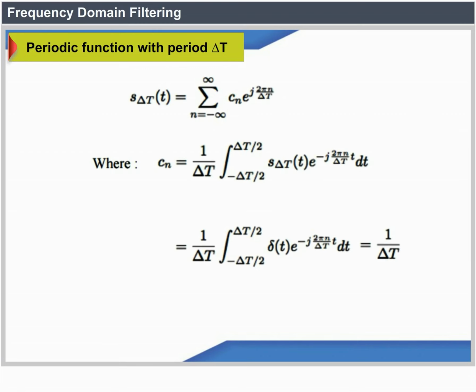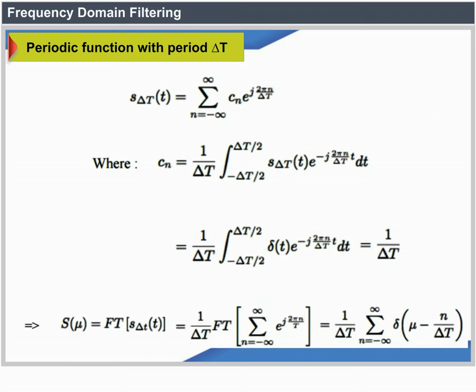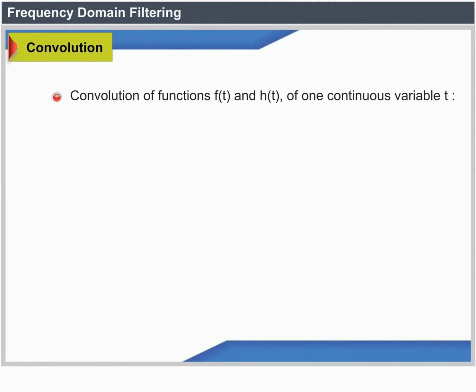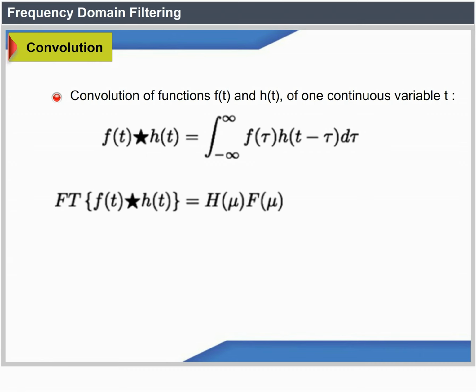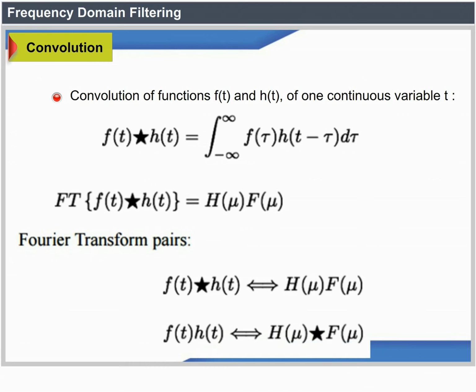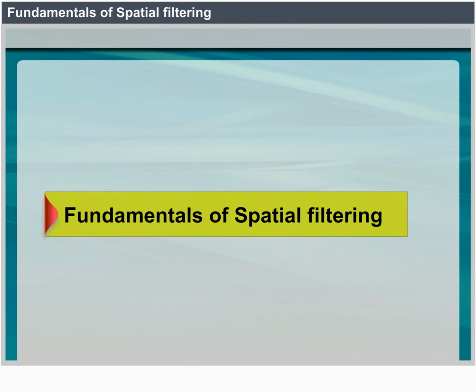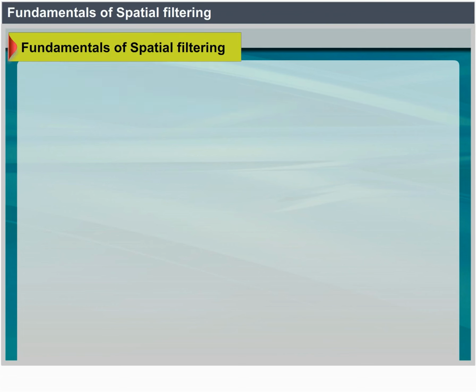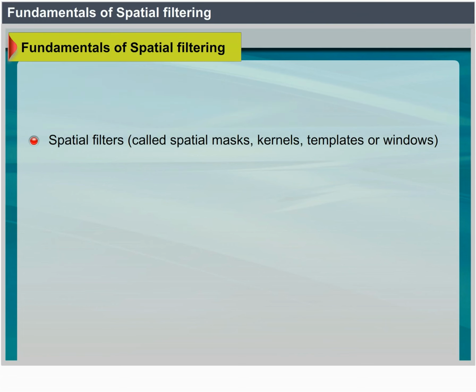Fundamentals of spatial filtering. Spatial filters, also called spatial masks, kernels, templates or windows, is represented as image f of x, y tends to image g of x, y. The mechanics of spatial filtering. Filtering creates a new pixel with coordinates equal to the coordinates of the center of the neighborhood, with value equaling the result of the filtering operation.